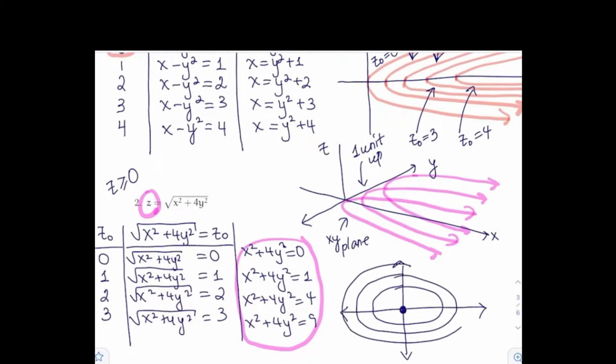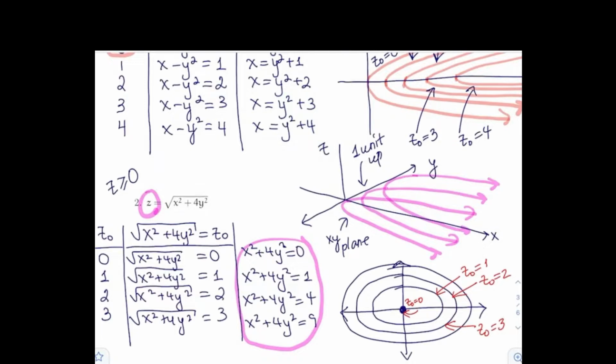It's a rough sketch. You can mark these. Let's go ahead and mark them with the corresponding values. So z-naught is equal to 0. That's the origin. This one is z-naught equal to 1. This one is 2. And here we get 3. So these curves are sitting 0, 1, 2, 3 units above the xy plane, correspondingly.